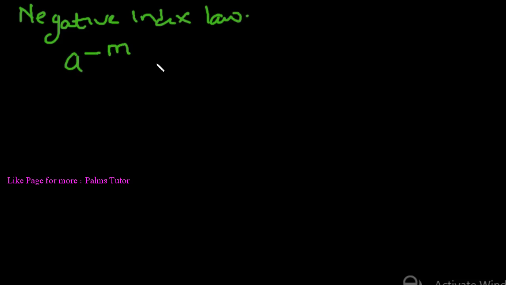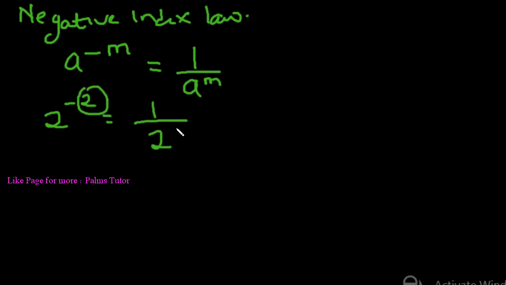So the next example, the negative index law. Any number raised to a negative index equals the reciprocal of that number. This is number a here. The reciprocal of that number raised to the same positive index. That's m. So now if I have 2 to the power of minus 2, I'm going to have the reciprocal of my number, which is 1 over 2, raised to the same positive index. That is 2. Likewise, if I have 5 to the power of minus 4, I'm going to have the reciprocal of my number, that's 1 over 5, raised to the same positive index. That is 4.